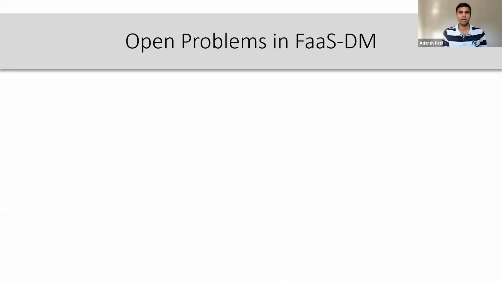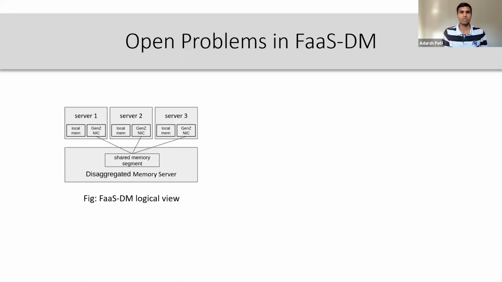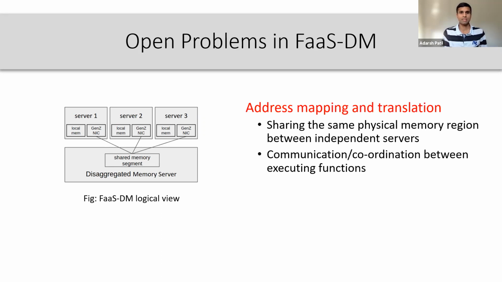I will now set out some of the open problems that we are aiming to solve in our proposed FaaSDM architecture. The figure shows the logical view of memory from our running example. The servers share the same physical memory segment in the disaggregated memory amongst them. Firstly, we aim to answer address mapping and translation questions. How is the shared memory region mapped and translated between independent servers? What are the coordination and communication primitives supported?